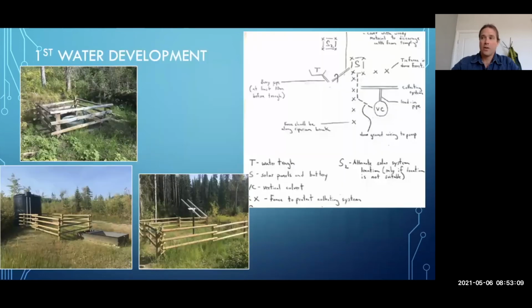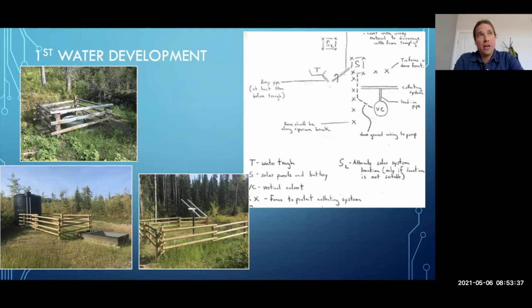The first development is a solar pump with an intake. The intake is in the top right, located along the edge of the riparian zone. So it's not in the creek bed, but it's getting into the water table. And then there's a solar panel, in the picture in the bottom right, and it pumps water to a tank.